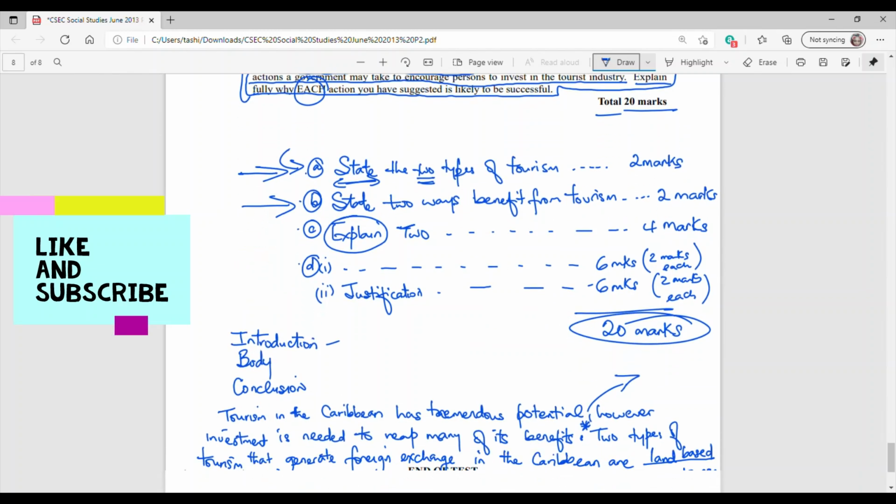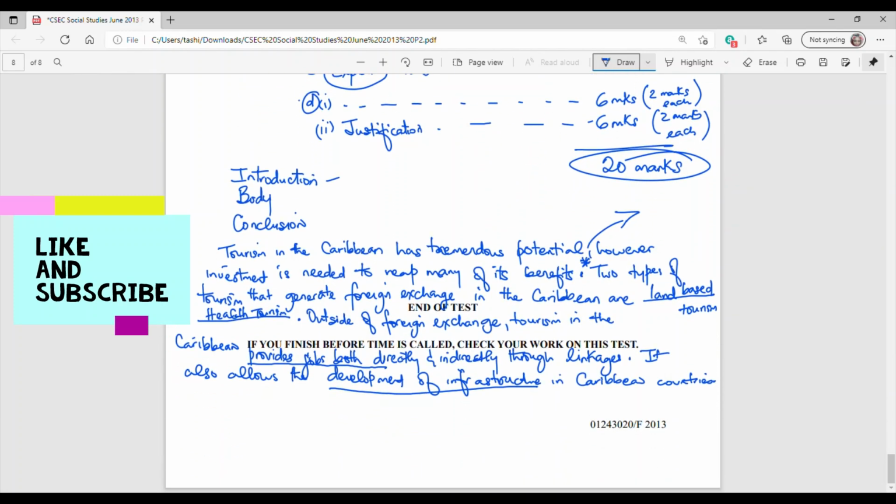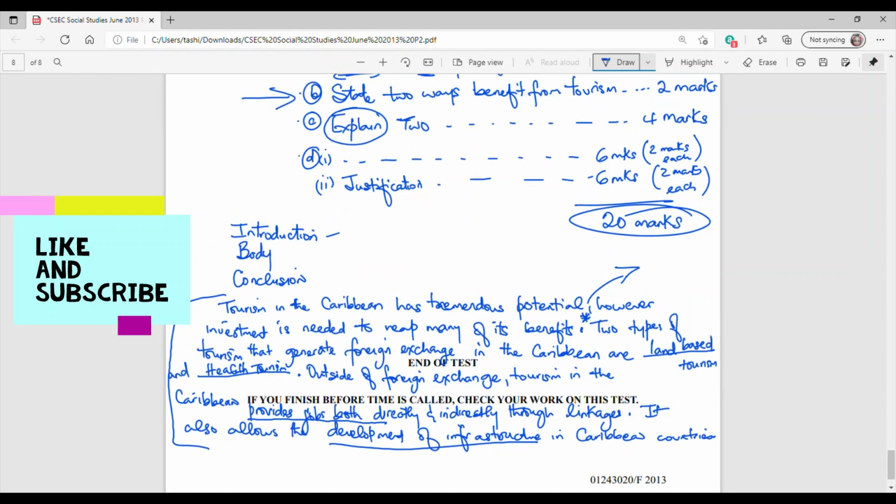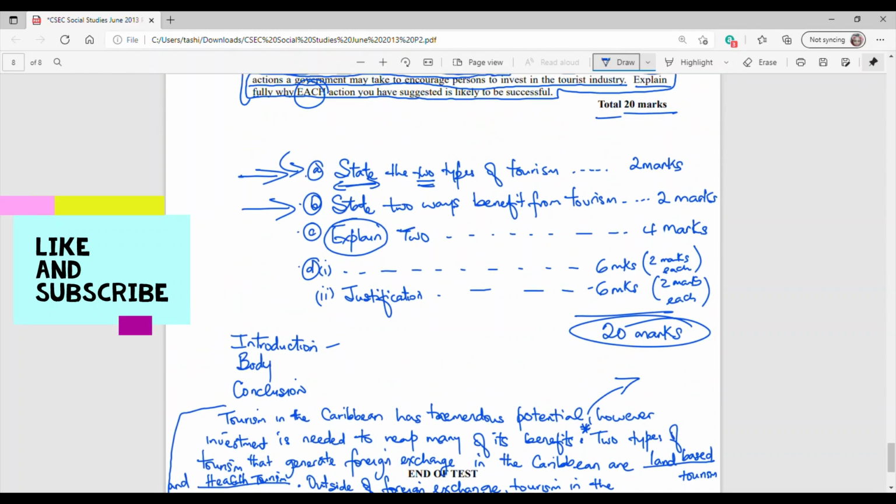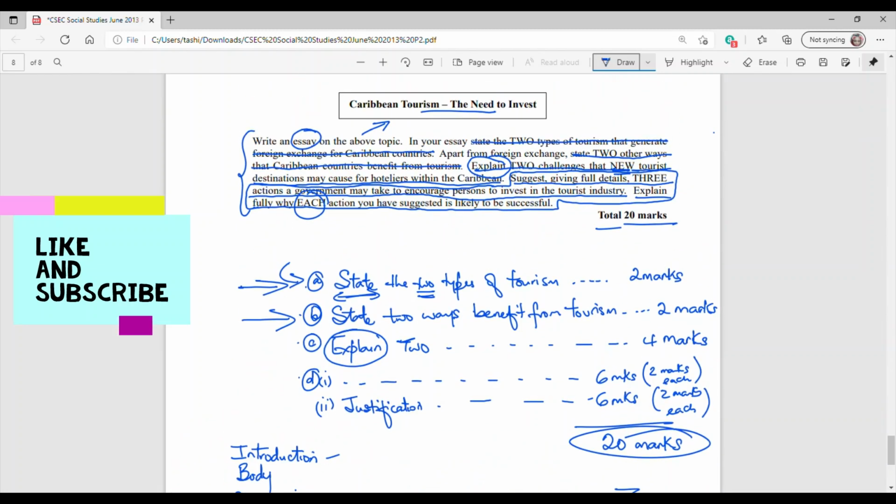So we would have used that section there as our introductory paragraph because we're just talking about it. We're introducing the topic. We're telling what tourism does and what the benefits are. So we would have had our introductory paragraph right there. So now we are going to look at the second part that they ask us to do. So this would have given us now a second paragraph. So we would go into explaining these 2 challenges.